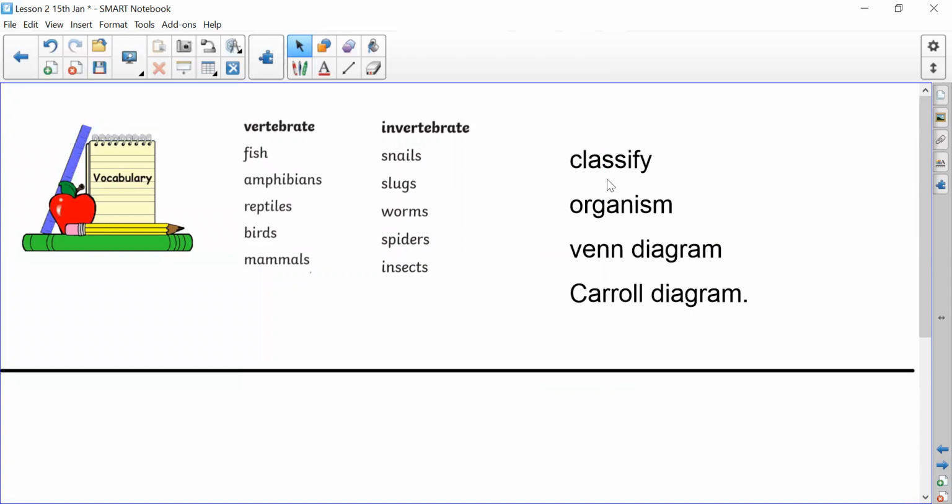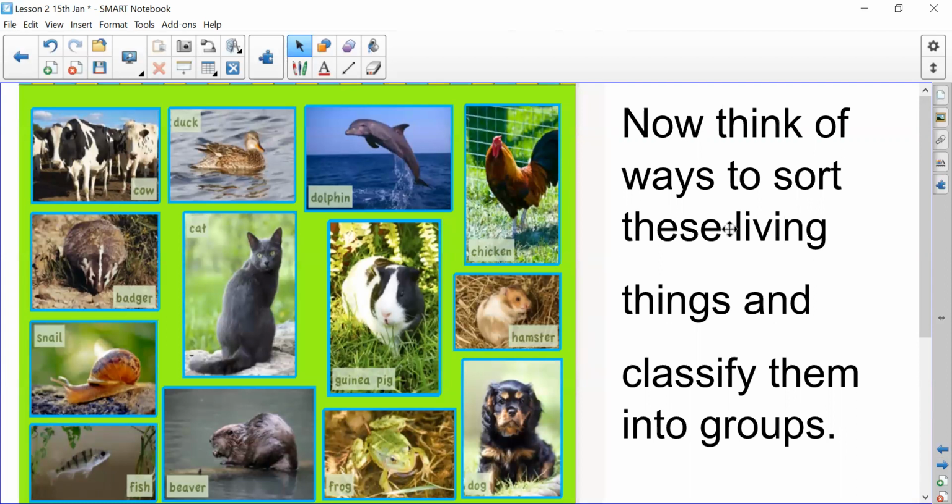So let's look at our vocabulary. We are classifying, talking about organisms again, living things, Venn diagrams, and we will come on to a Carroll diagram later on. Lots of different categories of living things: vertebrates, fish, amphibians, reptiles, birds and mammals, and invertebrates, snails, slugs, worms, spiders, insects. Now, can you think of ways to sort these living things and classify them into groups? Have a little think on your own and pause the screen.